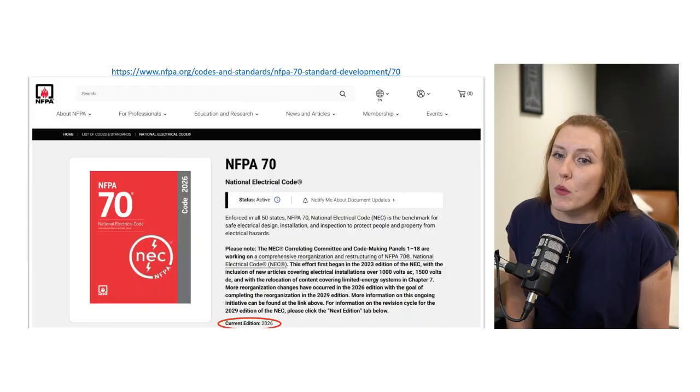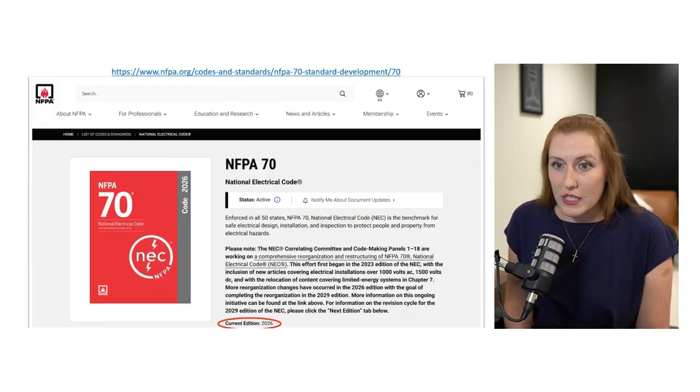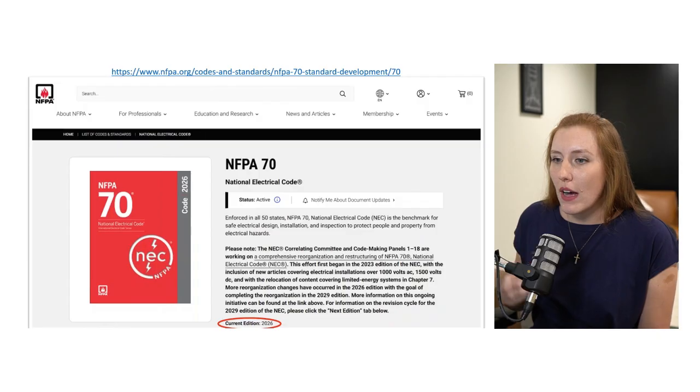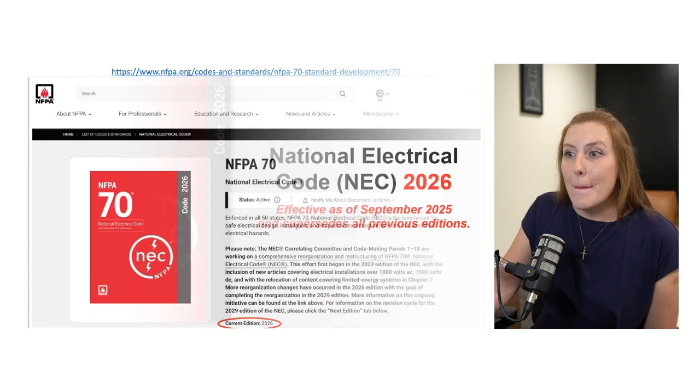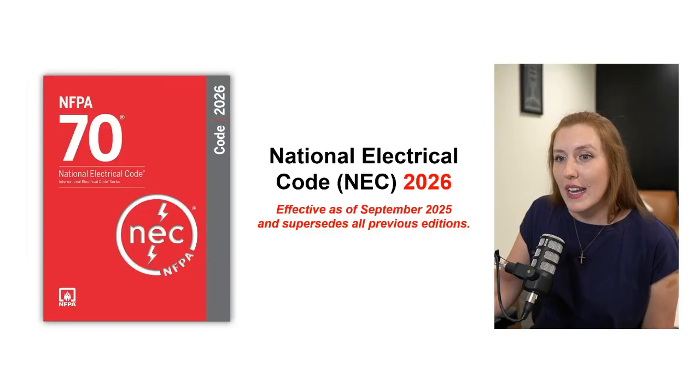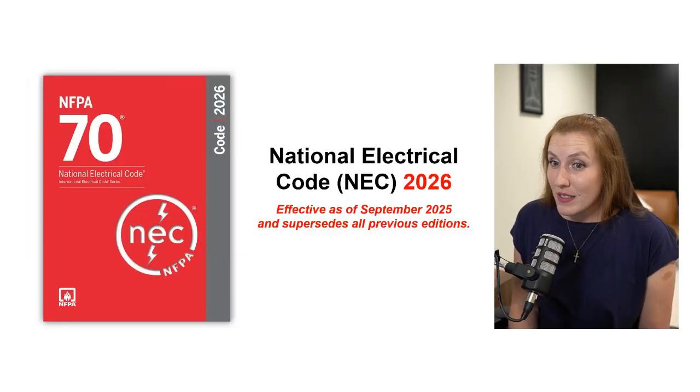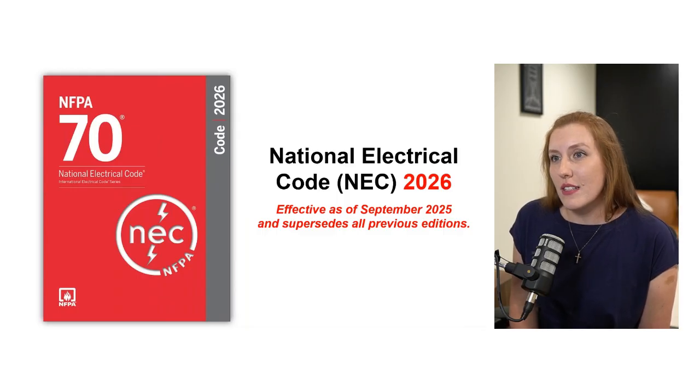If you go to the NFPA website, the current edition is the 2026 version, and it has a nice little summary about the types of things that were added or changed. A lot of it is just reorganizing to the style manual that they are putting into effect, but please note that as of this past September 2025, it is effective and supersedes all previous editions.